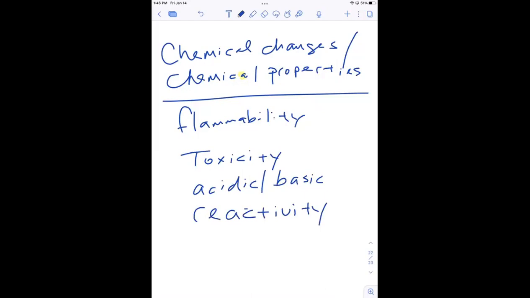So all of these are properties that are associated with the composition. Right? Remember, physical properties are not associated with how that matter is composed, but more so how it's arranged. The chemical properties are associated with the actual composition of the matter.